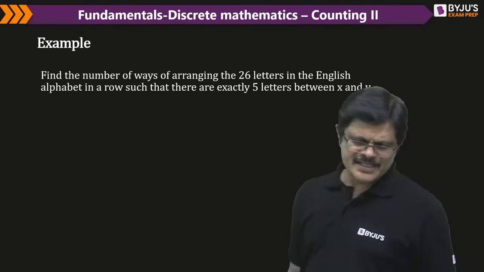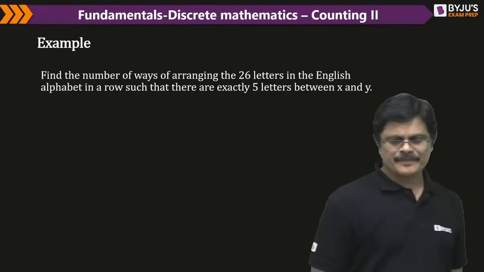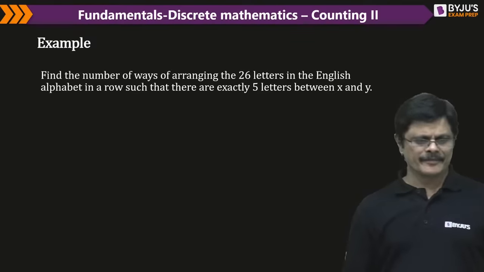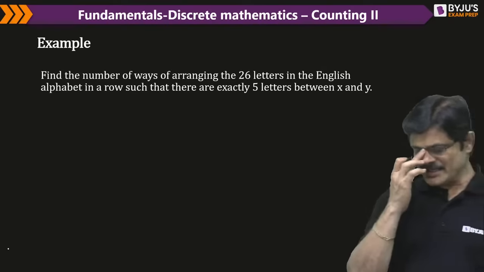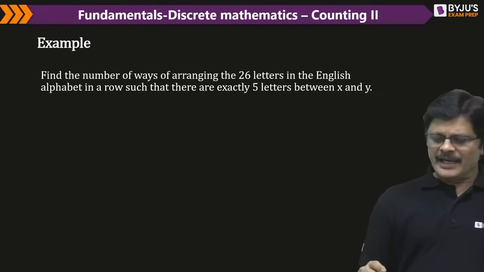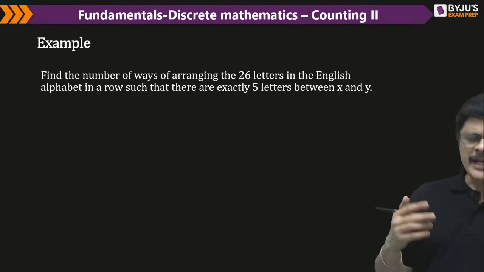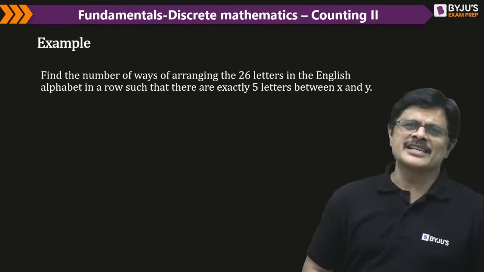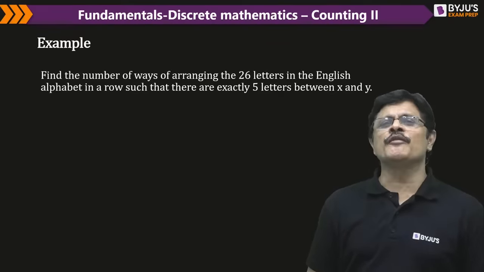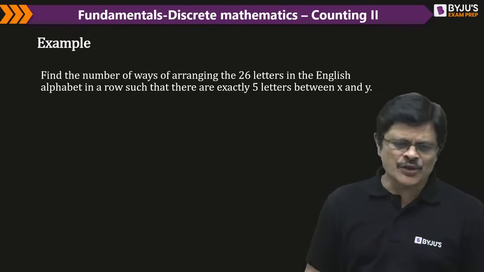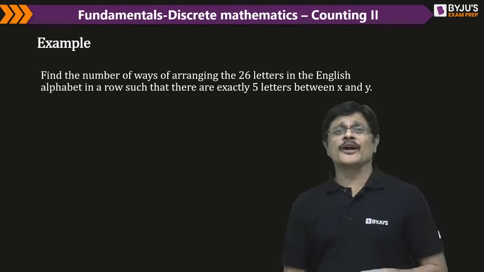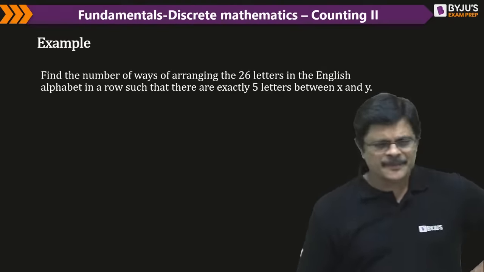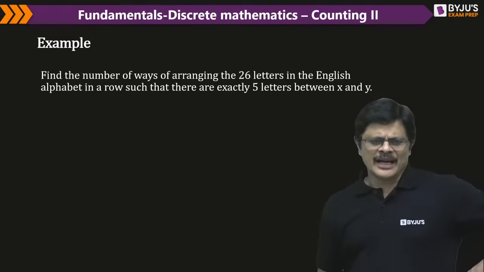Number of ways of arranging the 26 letters of the English alphabet in a row such that there are exactly 5 letters between X and Y. See, of course, again there may be some confusion, like, is it uppercase or lowercase? Generally from the given information, we try to fix certain things. Otherwise, every time you have to give a lot of information for every problem. So generally we make some basic assumptions based on the given information and we solve it.